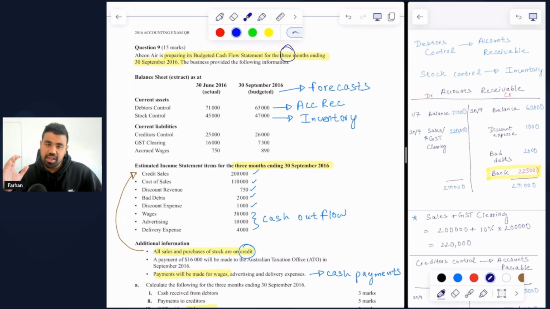With that being said, let's get started. Apcon Air is preparing its budgeted cash flow statement for the 3 months ending 30 September 2016. The business provided the following information.